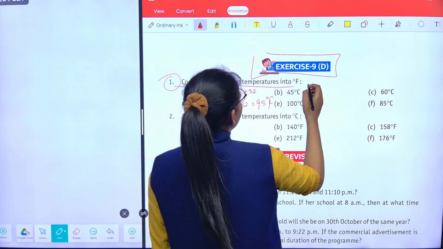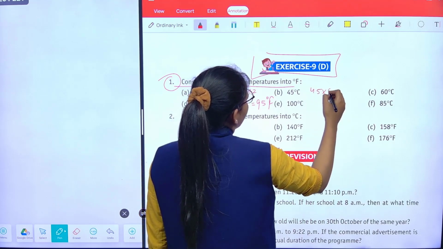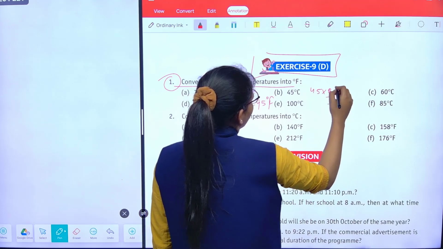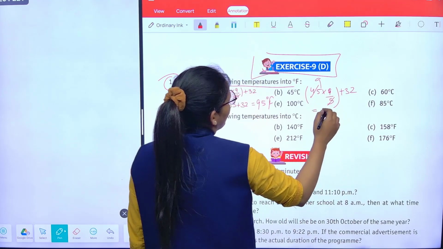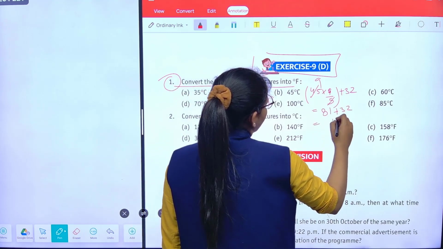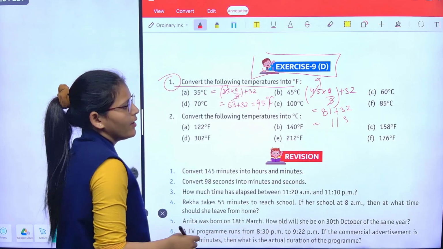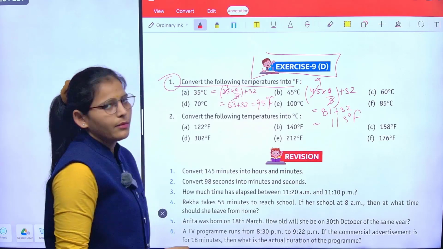Now 45, again 45 multiply 9/5 plus 32. 5 9s are 45, 9 9s are 81 plus 32. Now class, that is 113 degree Fahrenheit. Now class, rest of the parts do yourself.